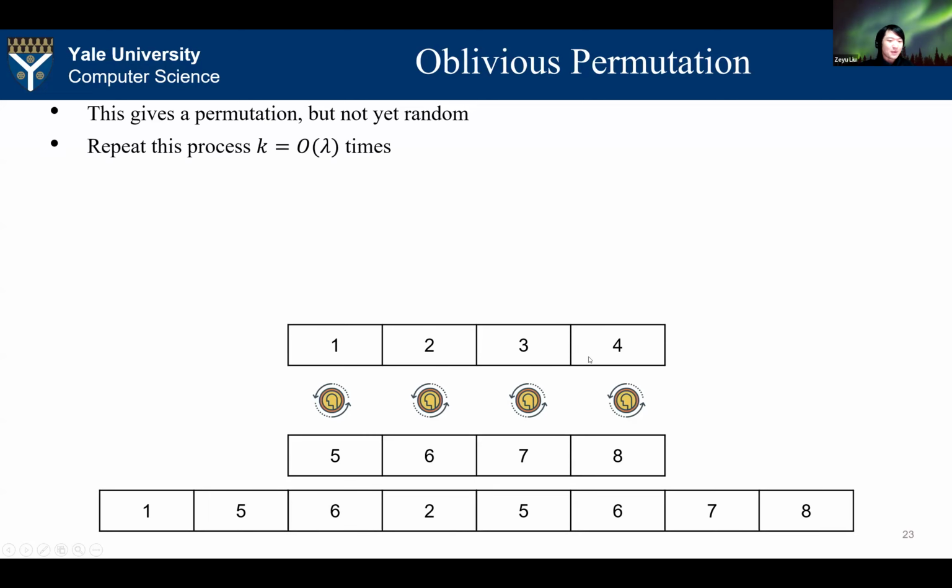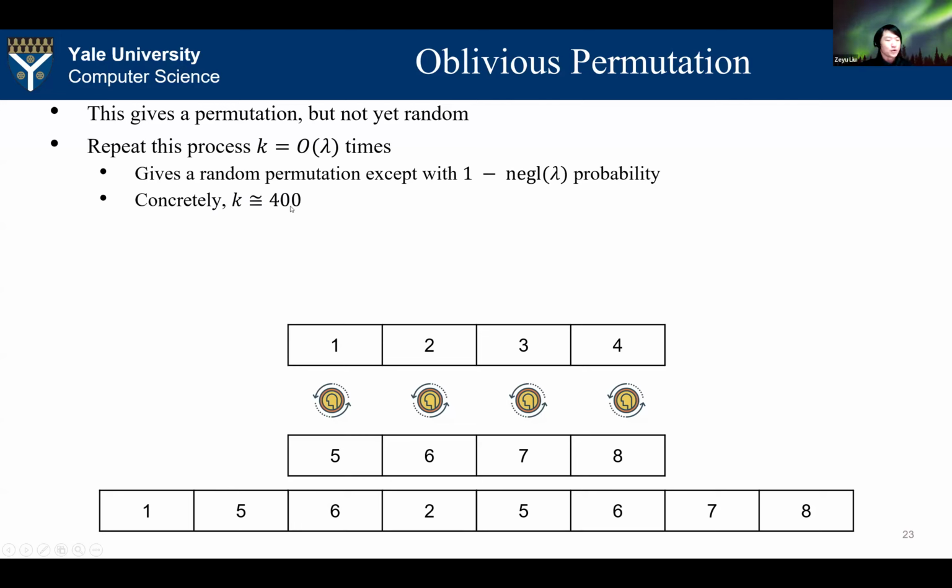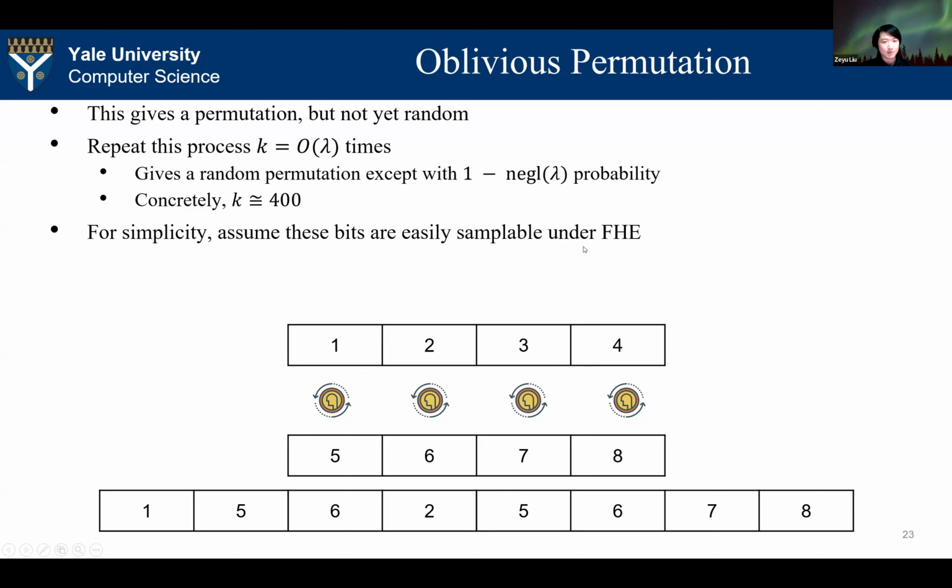After this process, you will get a permutation, but it's not random, so you need to repeat the Thorp shuffle process for k equals O(lambda) times. This will give you a random permutation except with negligible probability. Concretely, k equals 400, which means it requires at least 400 levels. For simplicity, assume that the bits used to permute can be easily sampled from FHE, and this is done in this work.